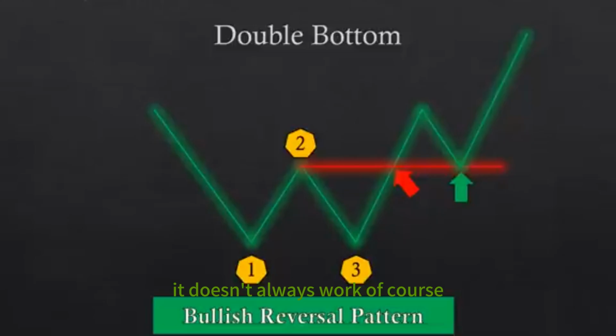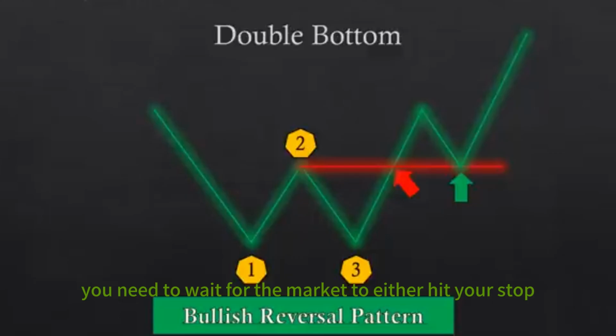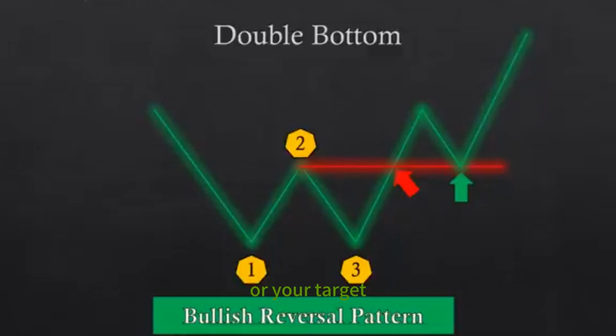So that zone will work as a cushion of protection for your stop. It doesn't always work, of course, but by using this logic, you can increase your chances of avoiding a stop loss. The target should be at least 3 times as big as the stop loss size. Once your stop and take profit targets are set, you should not move them at all. You need to wait for the market to either hit your stop or your target.